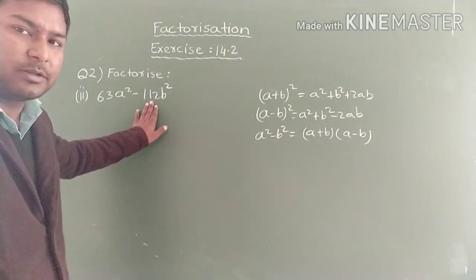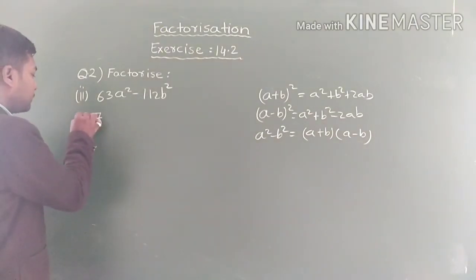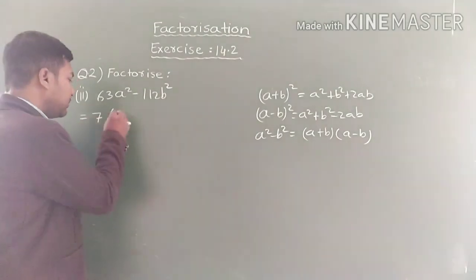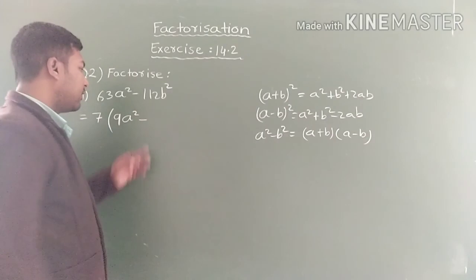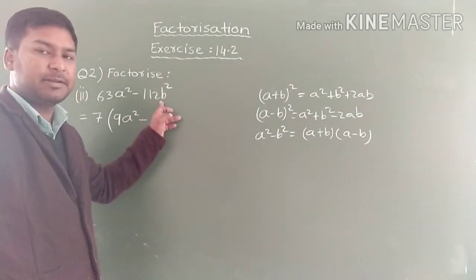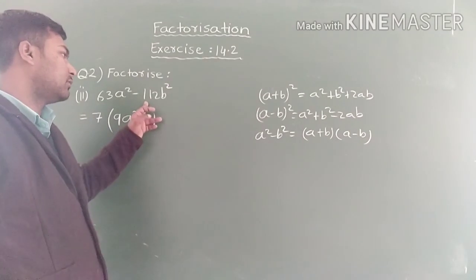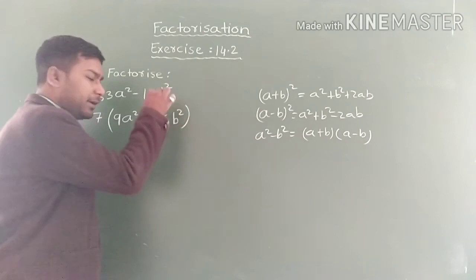So just take 7 common here. What is left in the first term? 7 times 9 is 63, so it will be 9a square minus 112. Just divide by 7. 7 times 1 is 7, carry 4, 42. 7 times 6 is 42. So 16b square.